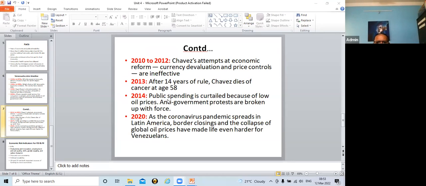Then in 2014, public spending was curtailed because of low oil prices. Naturally, they were not having enough money, so the government decided to curtail public expenditure. And in 2020, as everyone is aware, the coronavirus pandemic spread in Latin America, and all borders were closed for Venezuelan people. Everyone had closed their borders. They were not allowing outsiders to enter their country. And then the situation became very terrible.